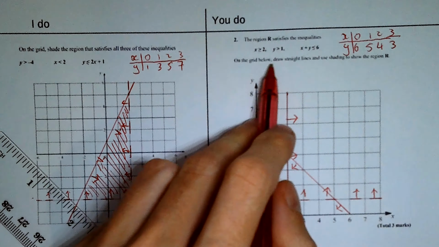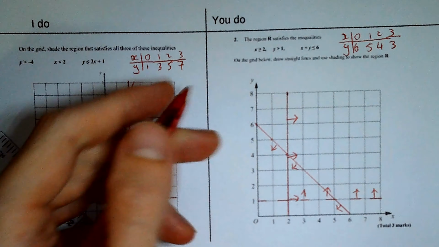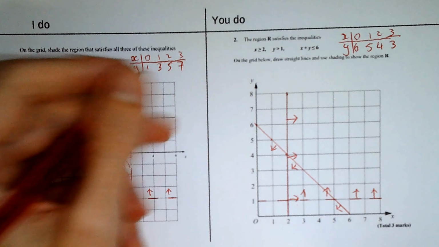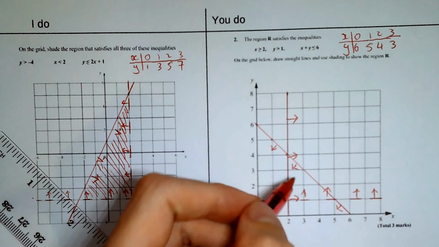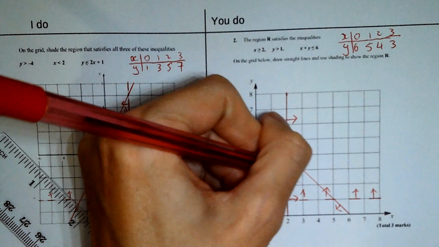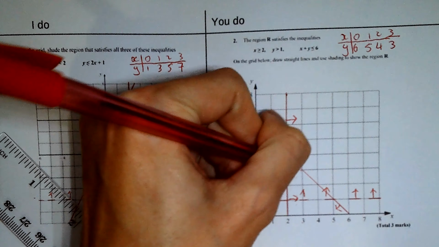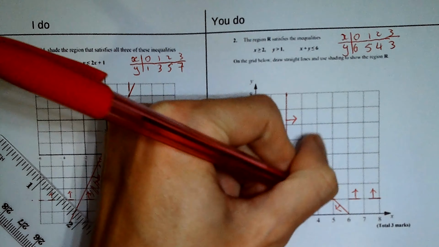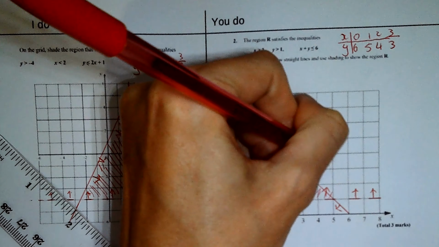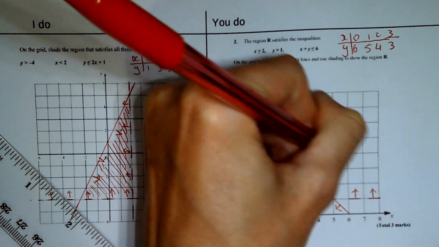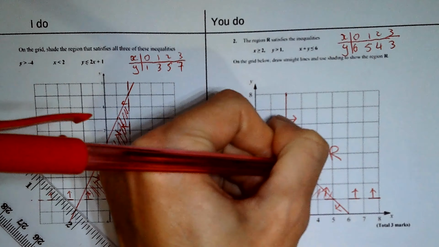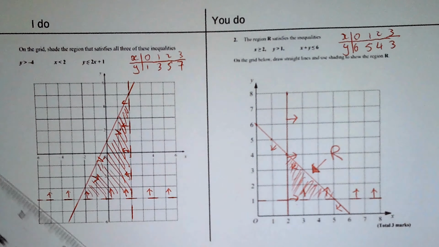Okay, draw straight lines and use shading to show the region R. Okay, it says use shading, it doesn't say to shade in this section. What I am going to do is I'm going to shade it in. It says use shading, and then I'm going to just do an arrow to show that's R. Okay, done.